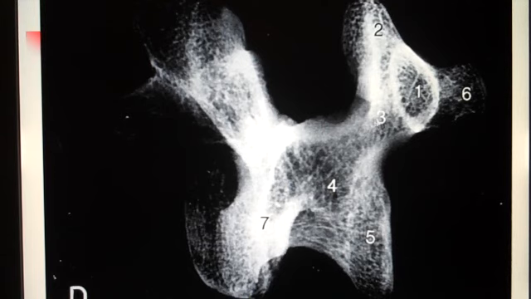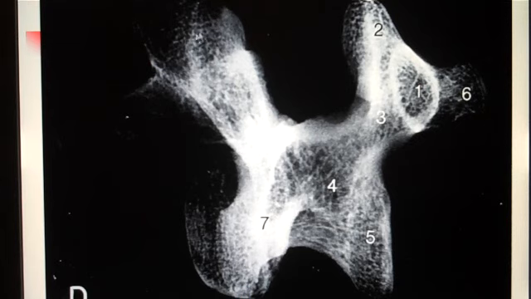Number three, pars interarticularis, which makes the neck of the dog. And four is the lamina, which makes the body of the dog. 5 is the inferior articular process, which makes the front leg of the dog. Number 6 is the transverse process, which makes the nose or snout of the dog. And number 7 is the spinous process, which makes the hind leg of the dog.